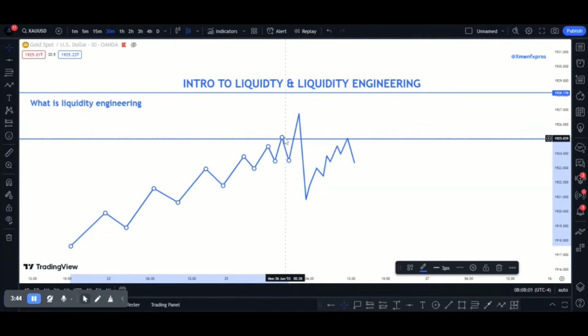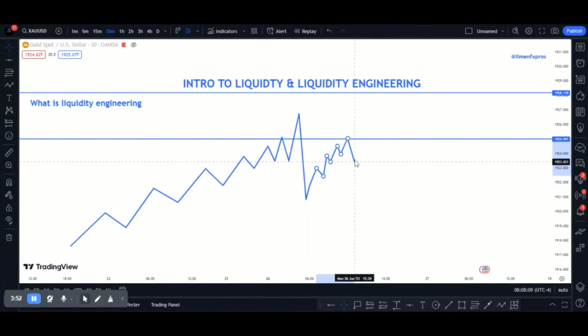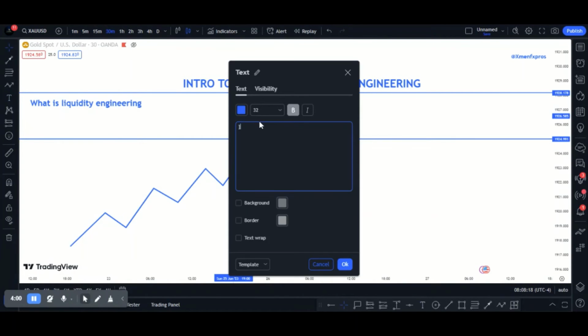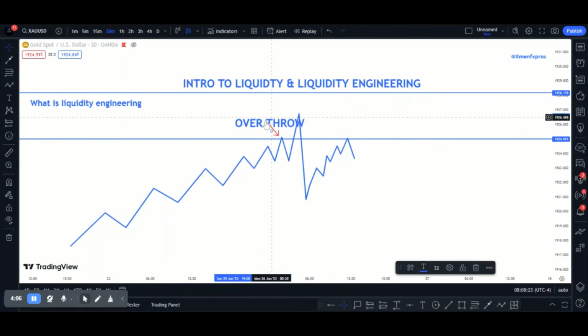Now this is the second last, third last. So this was the high that we took out, then price took out the sellers. So when price comes back here, this is where we sell from. And now you're going to have a new name for this second last high. We shall call it the OTR, which we shall mean as the overthrow. This, we shall call it the overthrow.